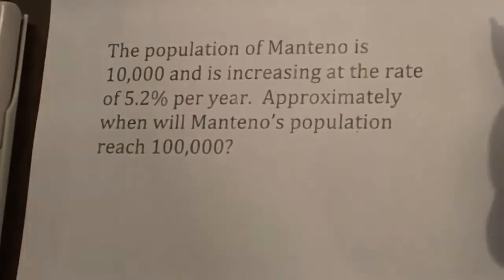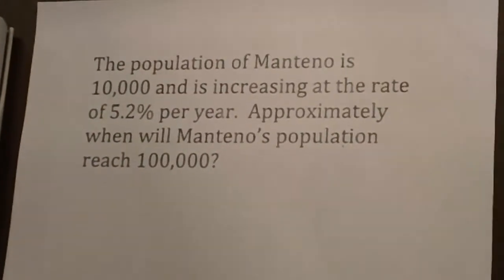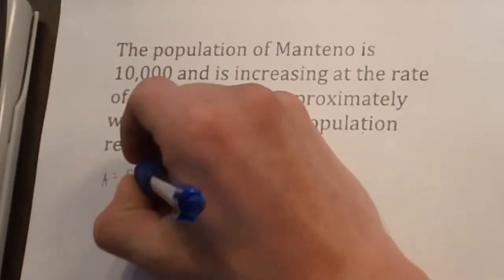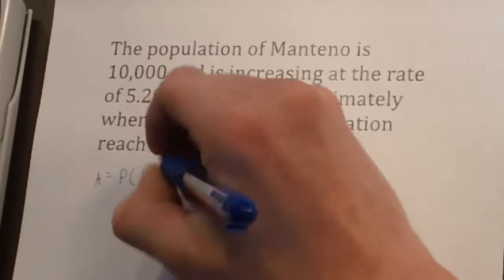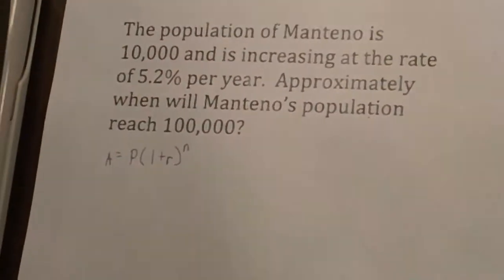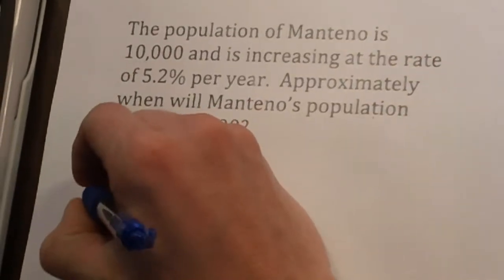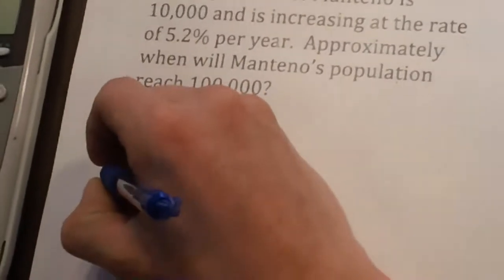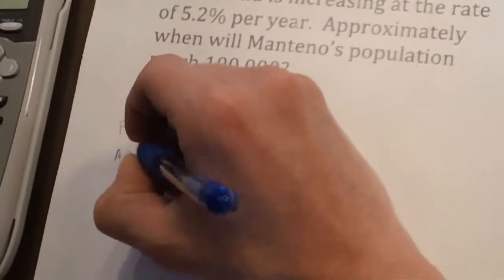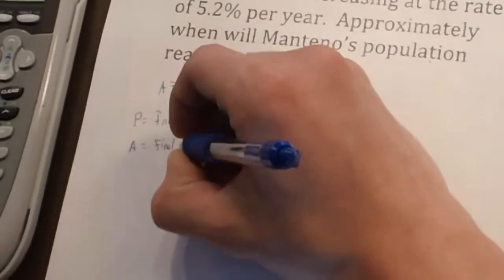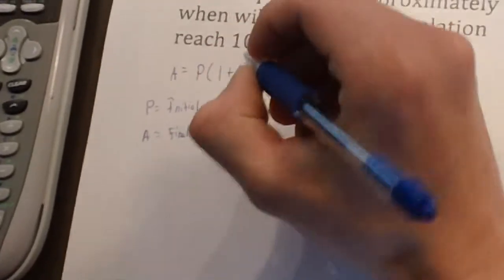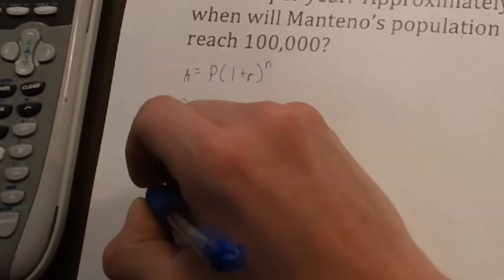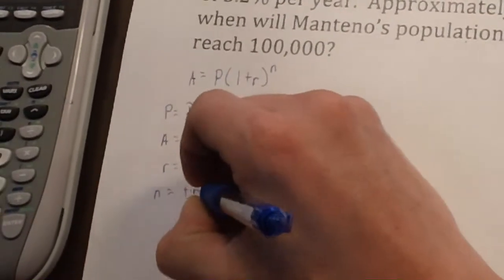Now, for this problem we're going to use the compound interest formula, which reads A equals P times (1 plus R) to the power of n. And what these variables stand for is P is the initial amount, A is the amount that you want, or the final amount, R is the rate, and n is the time. In this case, it will be years.